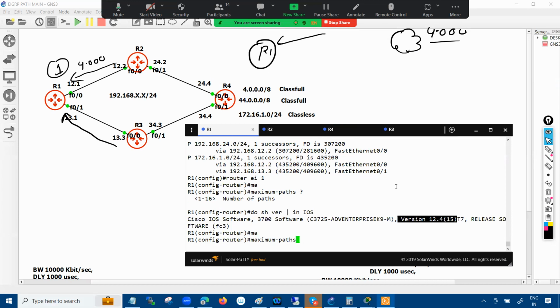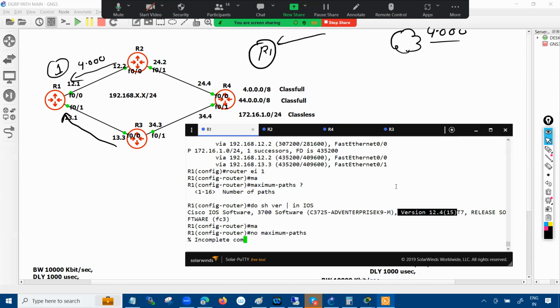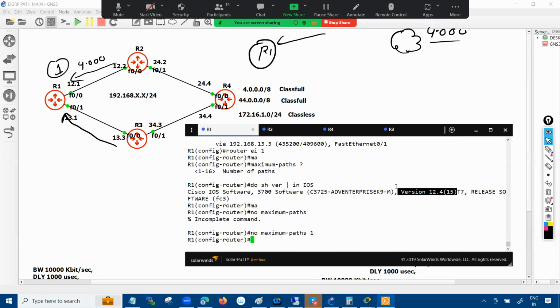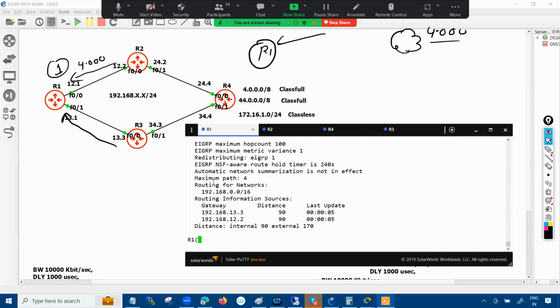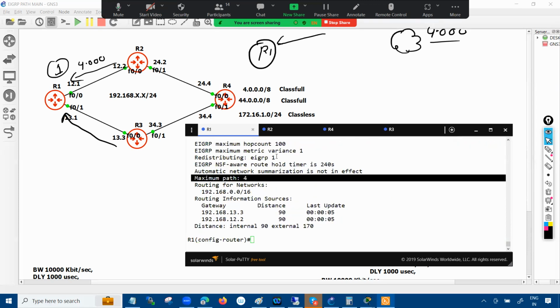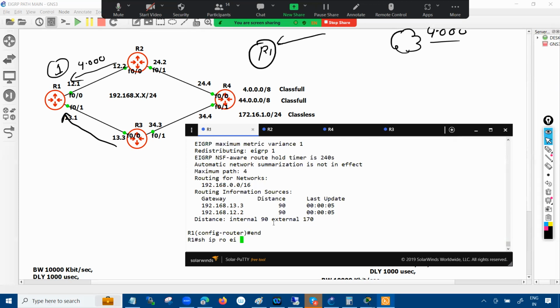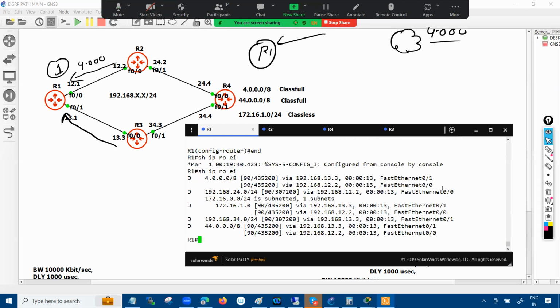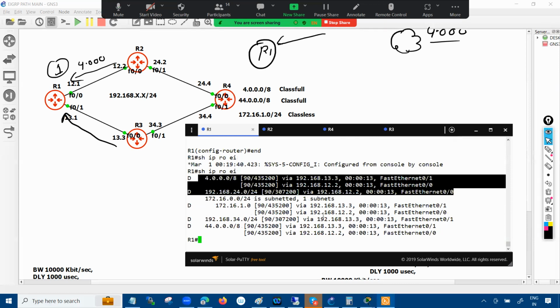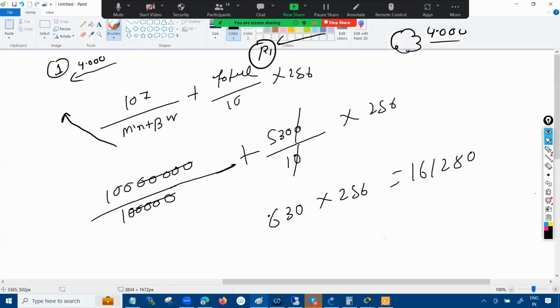Even if I use no maximum path 1, it comes back to the default behavior, which is 4. And now I can get the route from both ways. So in show IP route EIGRP, you can see ECMP.